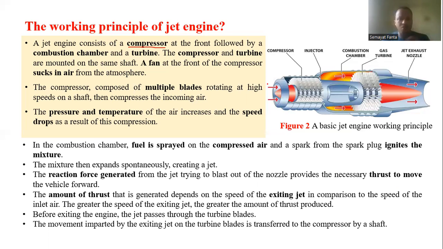The compressor is composed of multiple blades. You see, we have a five-stage compressor having multiple blades with different shapes, which are rotating at high speed on the shaft and compress the incoming air. The pressure and temperature of the air increase, and the speed drops as a result of this compression in the compressor.